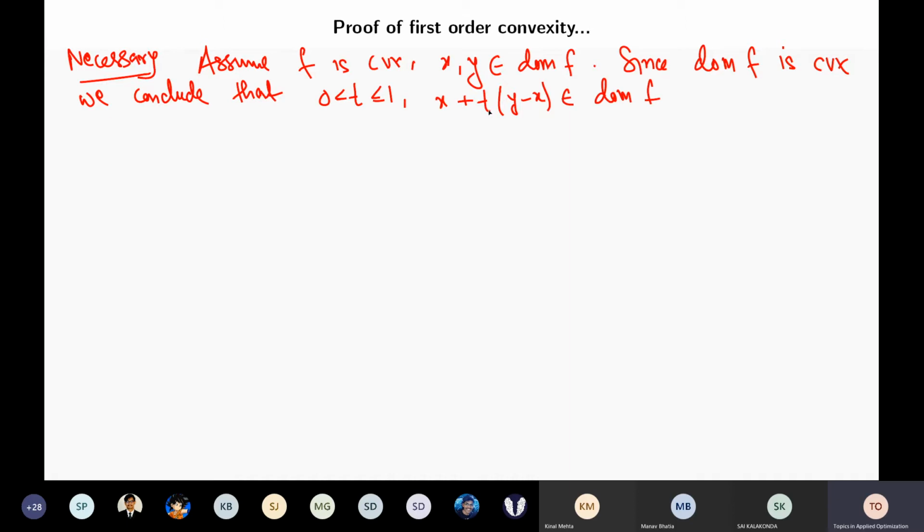This is a form we have seen, right? So this is the same thing as saying ty plus (1 minus t)x. So this is the convex combination and domain is convex. So hence the convex combination will also be in the domain of f. So we have used the convexity. Okay, yes.